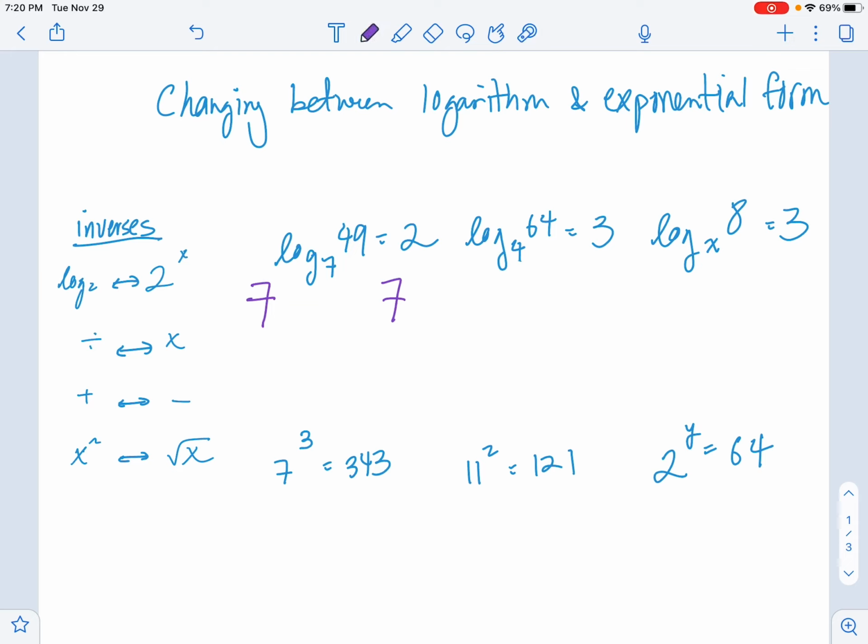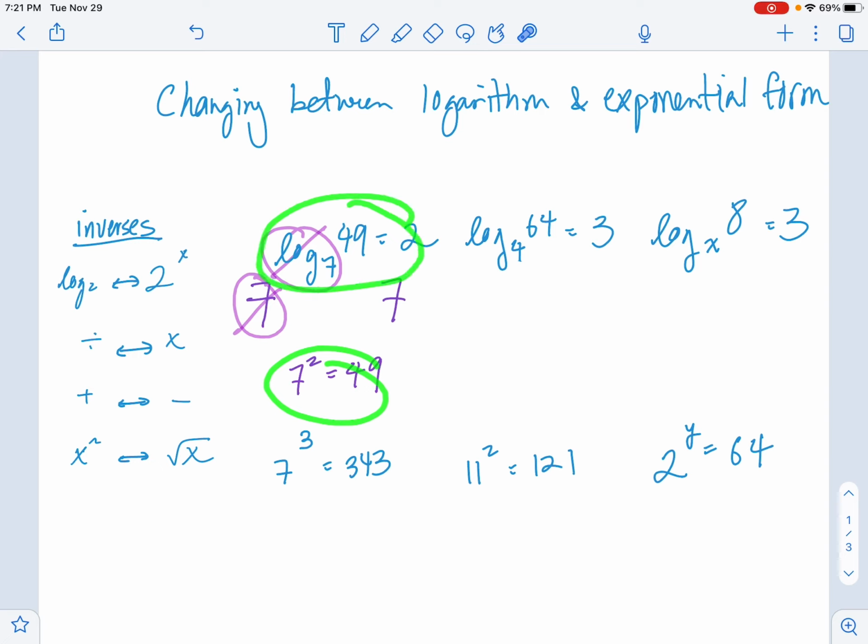Okay, so what happens is this base 7 and this log base 7 cancel out, and we have 7 to the power of 2 equals 49. Okay, so these are equivalent equations. All I did was manipulate it and change it to an exponential form, but these two are exactly the same. It's the same meaning. All right, let's try it one more time.